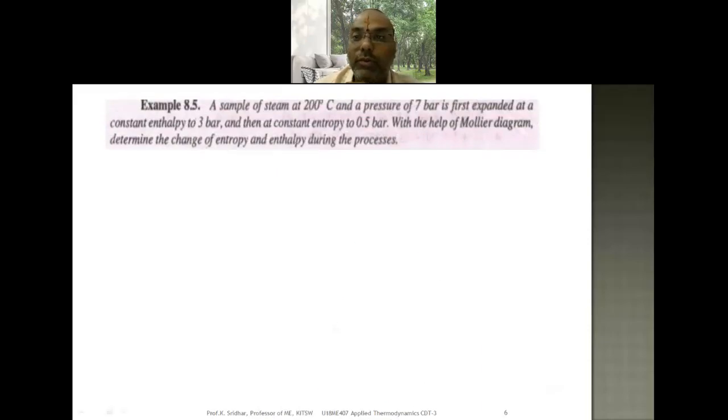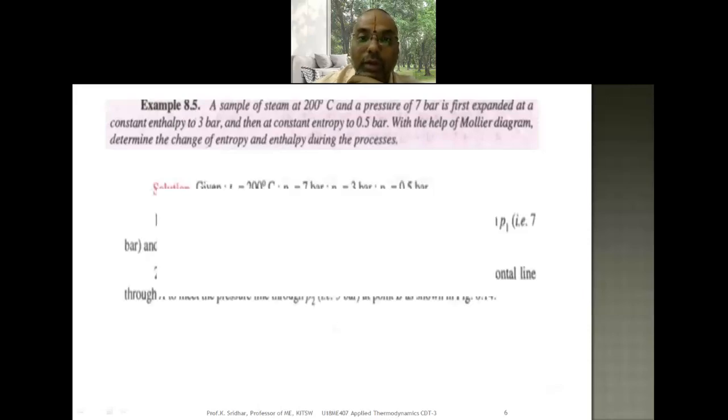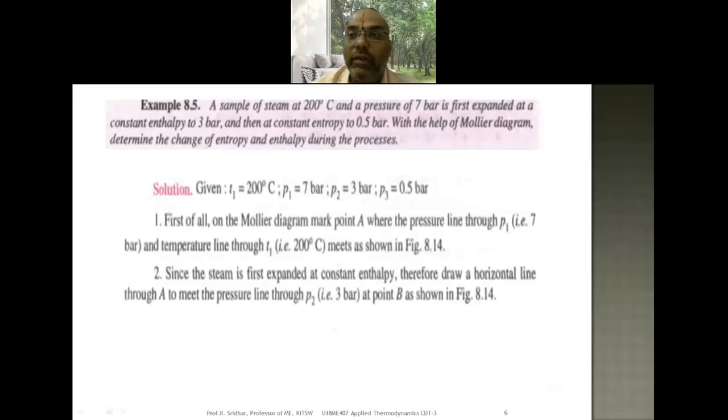The next problem is also given in this particular one. So he has given T1 is equivalent to 200 degrees centigrade. So T1 is equivalent to 200. The initial pressure P1 is equivalent to 7 bar and a constant enthalpy process is taking place. P2 is equivalent to 3 bar and next one, P3 is equivalent to 0.5 bar. So from this particular one, now go to the Mollier chart.